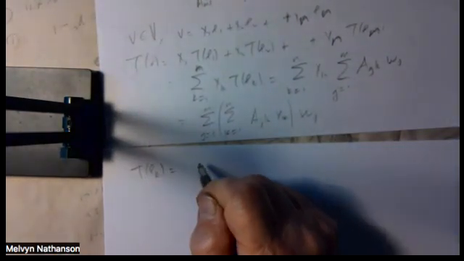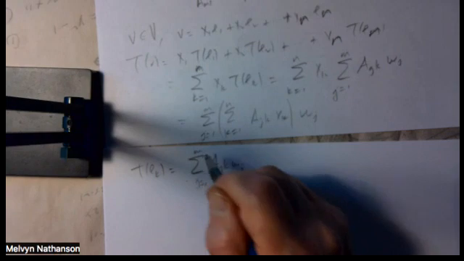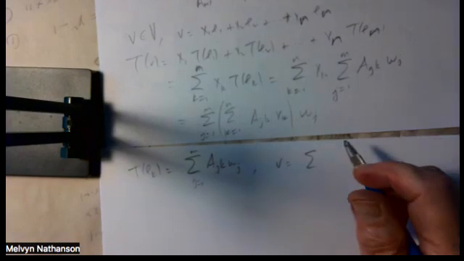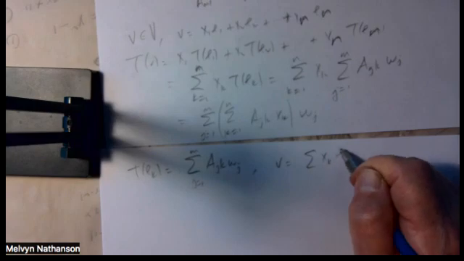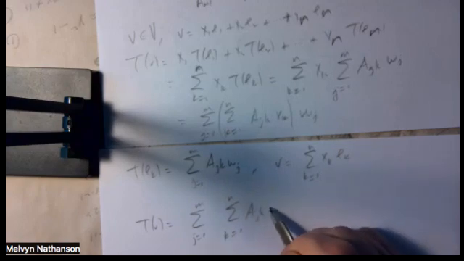So what I have is that if T of ek is the summation a_jk w_j, j goes from 1 up to m, and if v is the summation x_k e_k, k goes from 1 up to n, then T of v is the summation j goes from 1 up to m, summation k goes from 1 up to n, a_jk x_k times w_j.